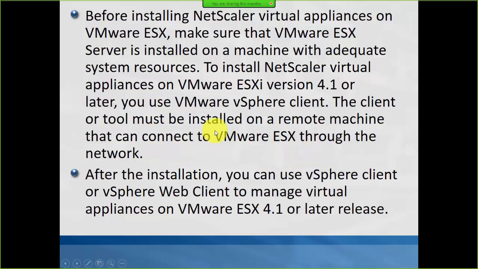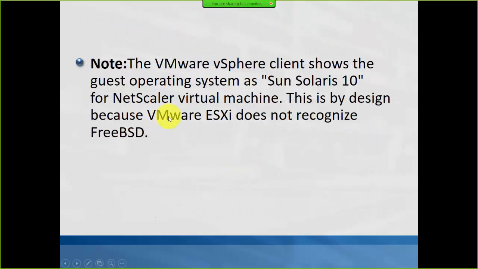Maybe you have used it or maybe not. This VMware course just ended before this Citrix one. After the installation, you can use the vSphere client or vSphere web client; that's how we access the ESX hypervisor. The VMware vSphere client may show Sun Solaris 10 because it hasn't yet recognized FreeBSD, which is the OS on which NetScaler was created. This is just another flavor of Linux.